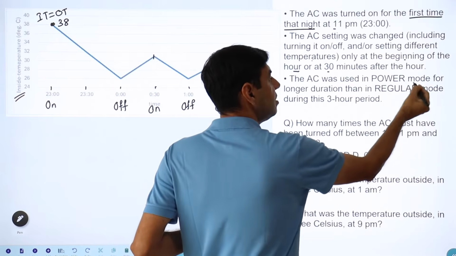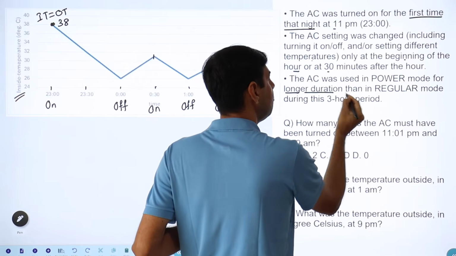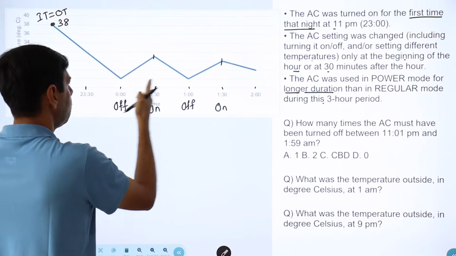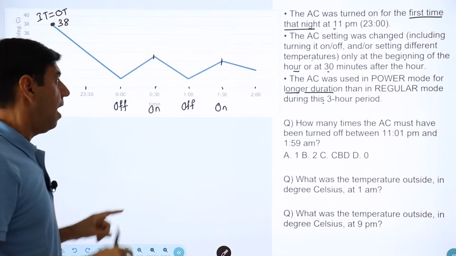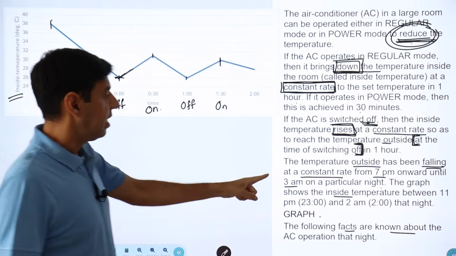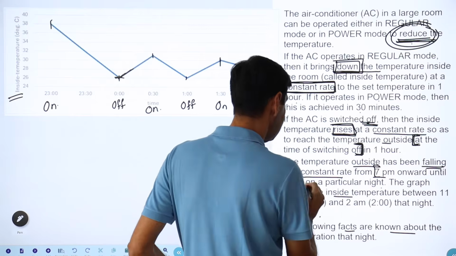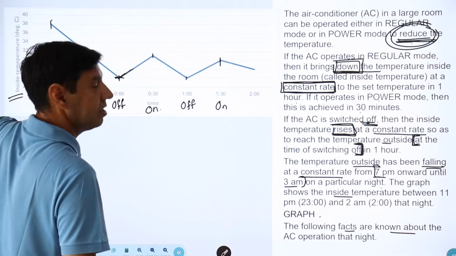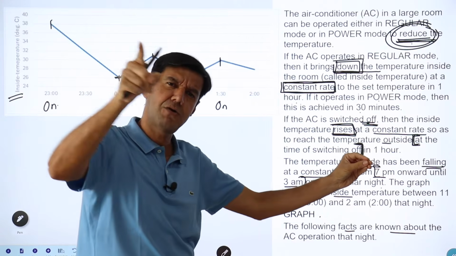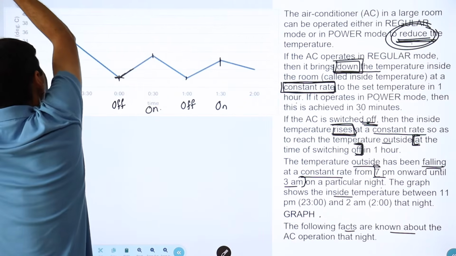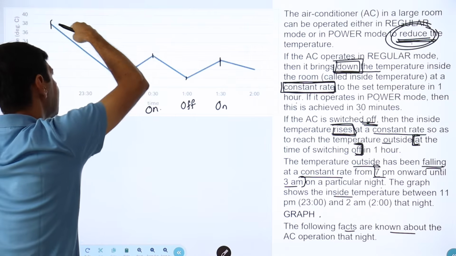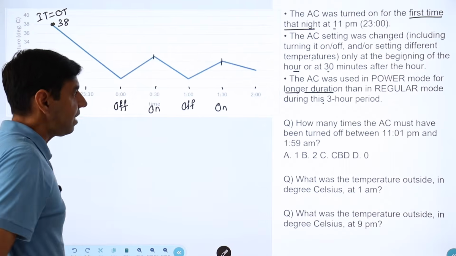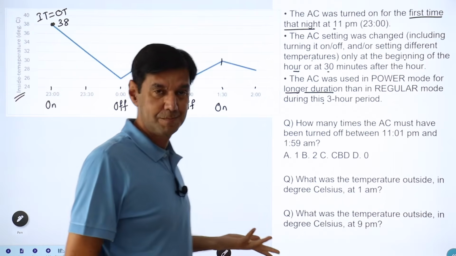The AC was used in power mode for longer duration than the regular mode during this 3-hour period. 1, 2, 3-hour period. Okay, and the outside temperature they are talking about is right from 7 to 3 a.m. So that goes beyond this interval and before this. So the outside is just coming down slowly. It is coming down from a very high temperature, comes to 38 here and will keep dropping and will keep going. That's what we have. Okay. Then your question starts.